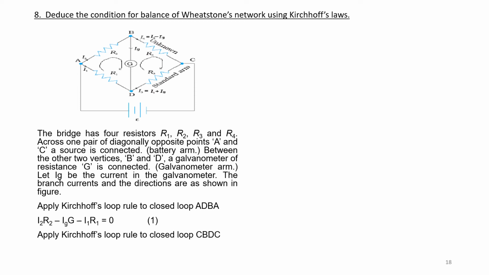Apply Kirchhoff's rule to loop C, B, D, C. Therefore, I2 minus Ig is the current flowing between B and C through R4, minus I1 plus Ig into R3, where R3 is the resistance here, minus Ig into G equals 0. This is the second equation. There are two equations.